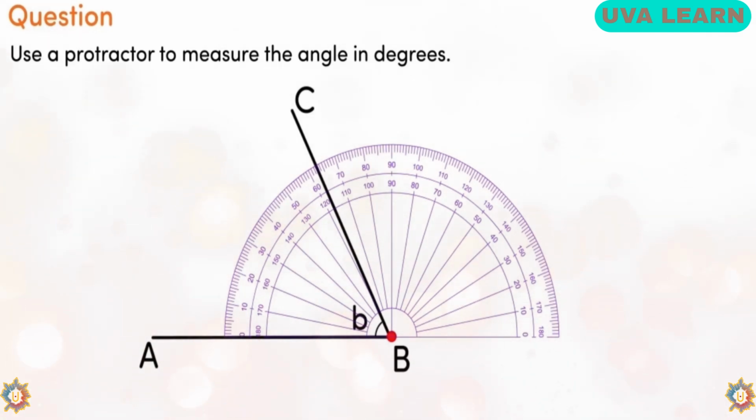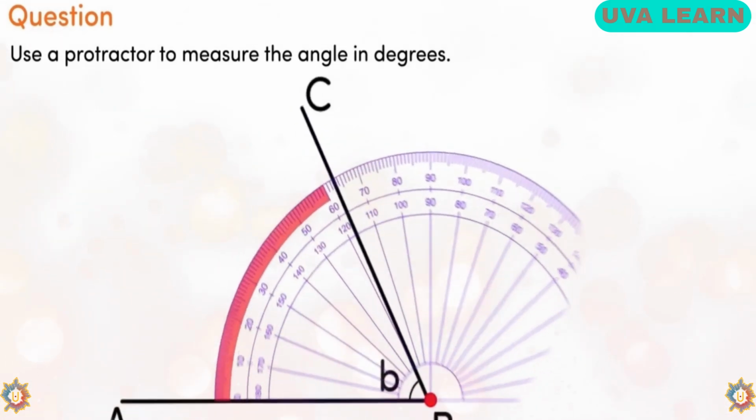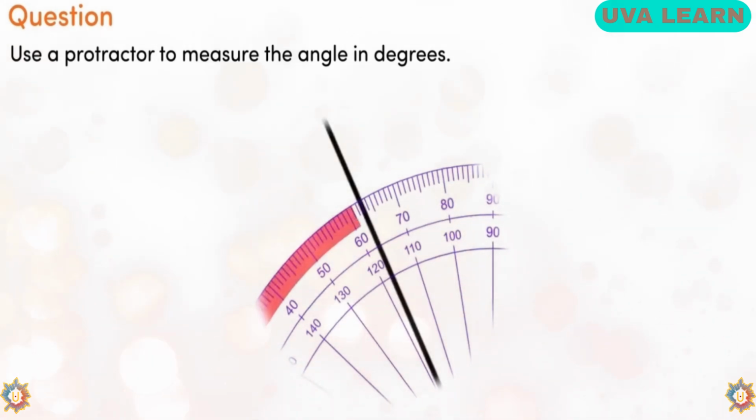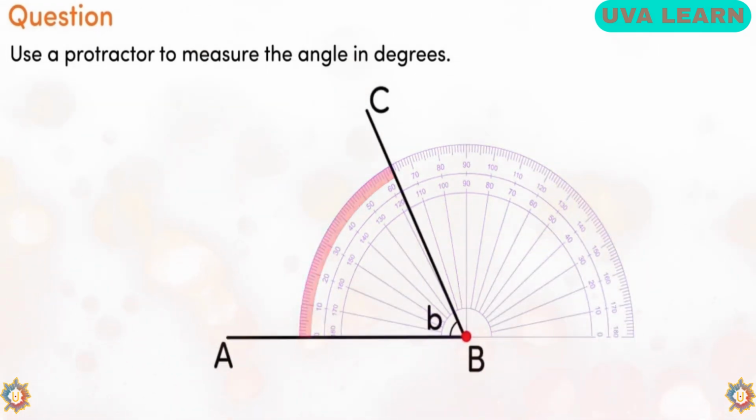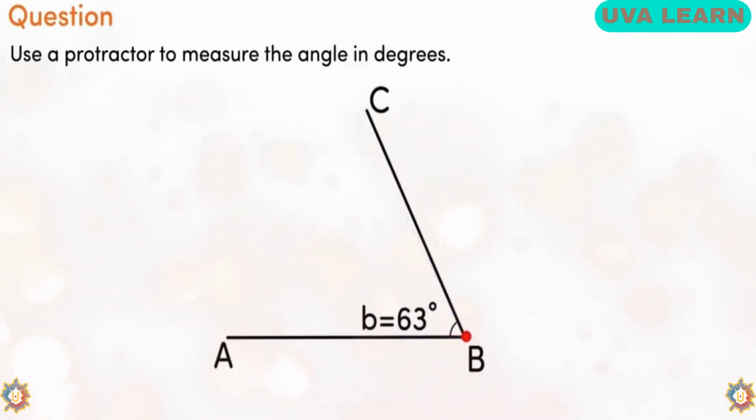Now we are ready to read the angle. Where is line BC? There it is, it falls between 60 and 70. So it is time to count the small markings from 60. 61, 62, and 63. Angle B here is 63 degrees. Hope you got the same answer.